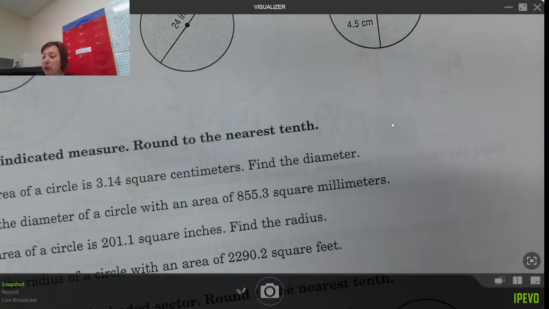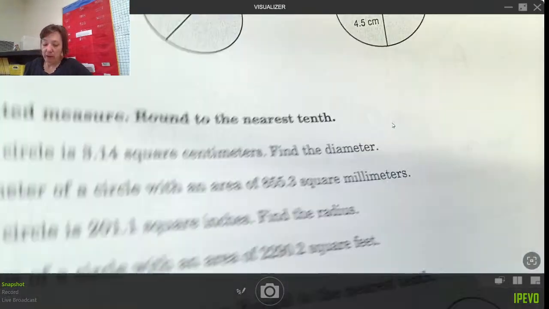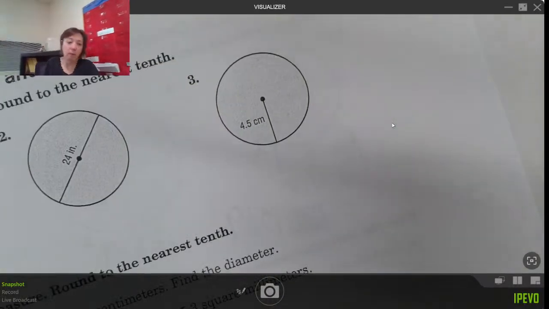Now let's go ahead and do 11-3. I don't think I grabbed an 11-3, did I? I did not.